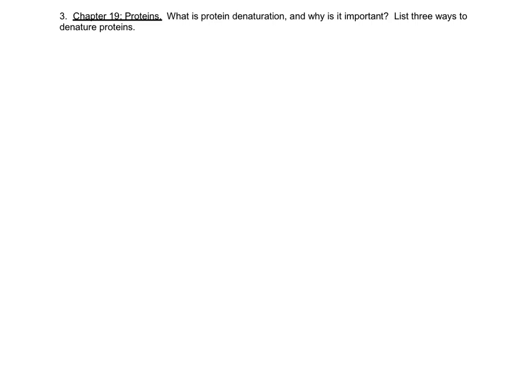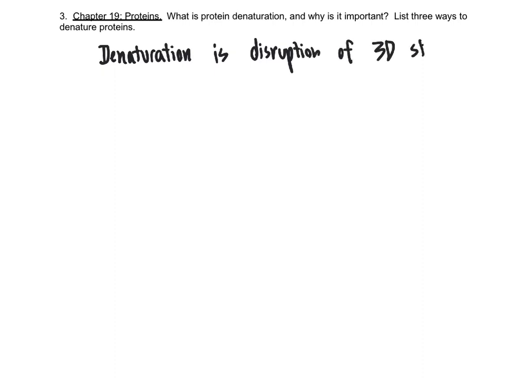So protein denaturation is the disruption of the three-dimensional structure of a protein. So I'll go ahead and write that out, that denaturation of a protein is disruption of the 3D structure of a protein. And typically there, we're talking about the disruption of the tertiary structure of the protein.